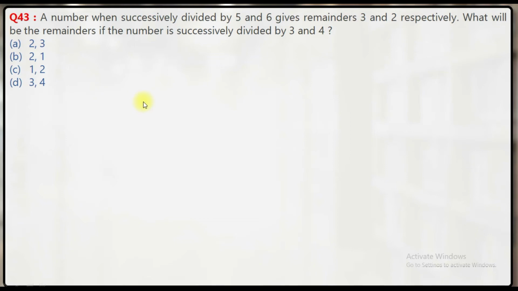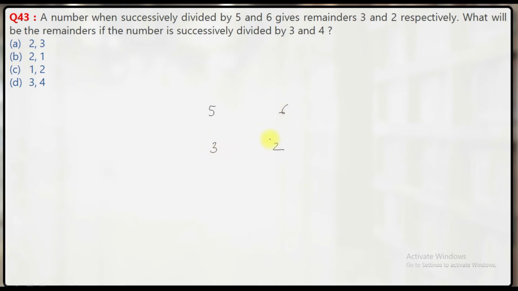Okay, the question is: a number when successively divided by 5 and 6 gives remainders of 3 and 2 respectively. What will be the remainder if the number is successively divided by 3 and 4? It's a straightforward question based on successive division. You divide it by 5, then 6. They leave a remainder of how much?